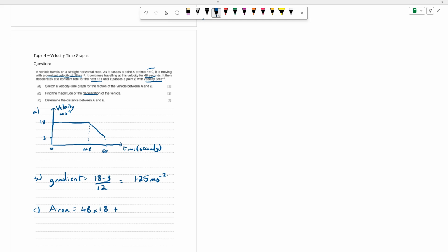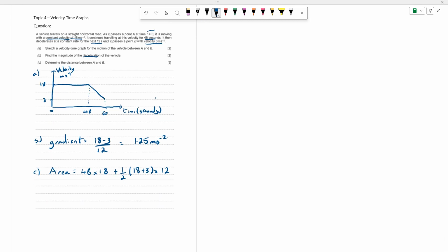I've got my vertical length as my parallel lines. So I've got a half, 18 plus 3, because it's my parallel side, times my height, which is between 48 and 60, which is 12. Okay, if you split into a triangle and rectangle, that's fine. You should end up with the same answer, but we do need to be able to spot those trapeziums. They can be really, really useful for ourselves.